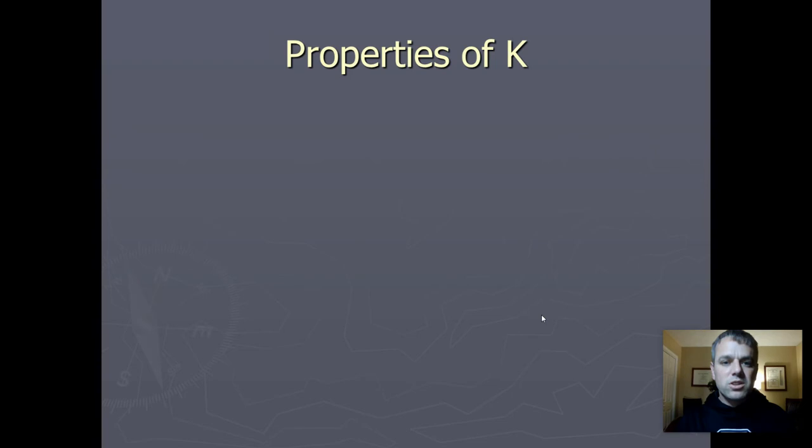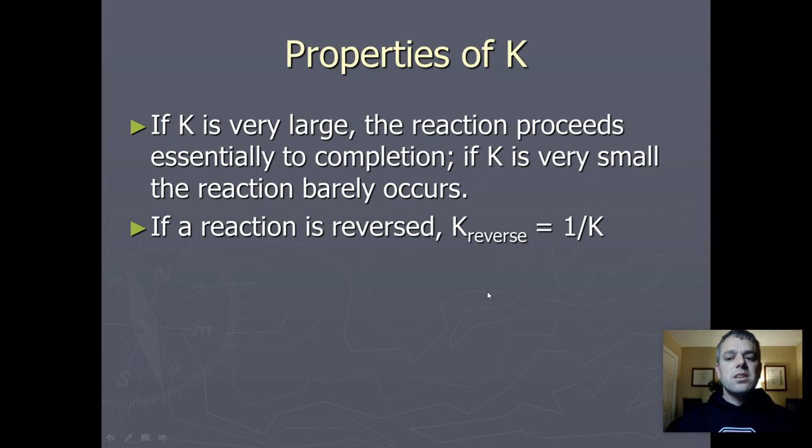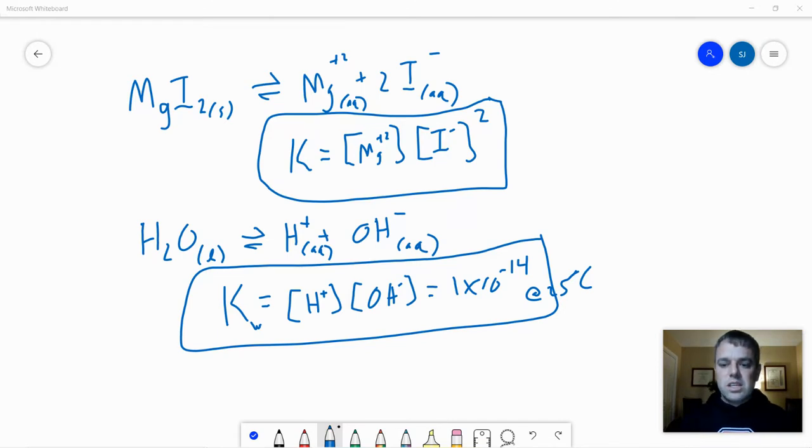Now let's just look at a few more things here, a few more properties of K. If K is a very large number, then that essentially means the reaction proceeds almost completely to completion. If K is a very small number, that implies that the reaction barely occurs at all. It mostly lies over at the reactant side. So based on the magnitude of the equilibrium constant, we can determine how far this reaction goes. In the case of this equilibrium expression, K equals 1 times 10 to the negative 14th, which is an incredibly small number. So this reaction does not happen very much at all.